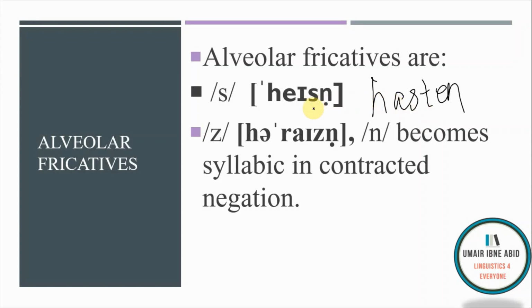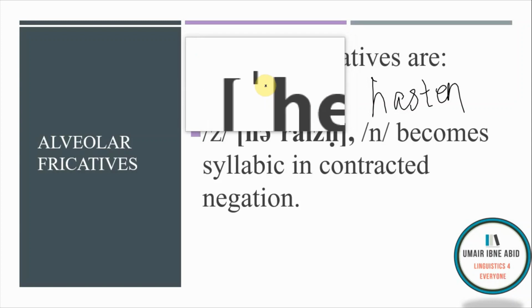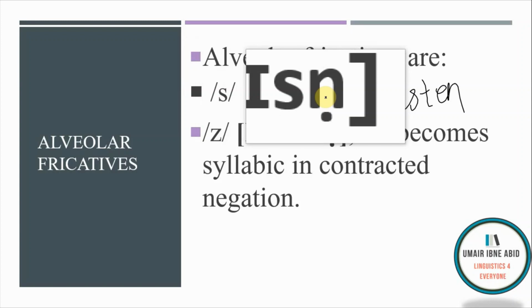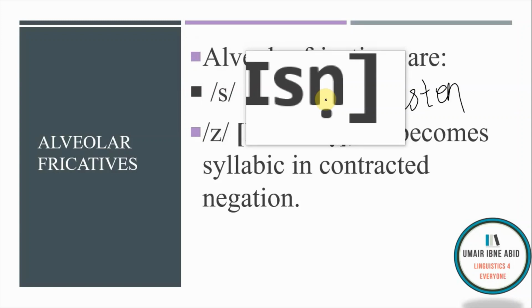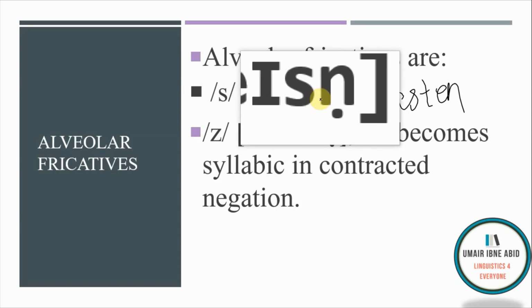So in hasten, we have s before n. Due to this, n has become syllabic, and you can see this mark. Actually, this is the mark of stress. As we have talked already, a syllabic consonant would always occur in an unstressed syllable. Now in hasten we have two syllables. The second syllable is made by this syllabic n, which is an unstressed syllable. So n has become syllabic here.